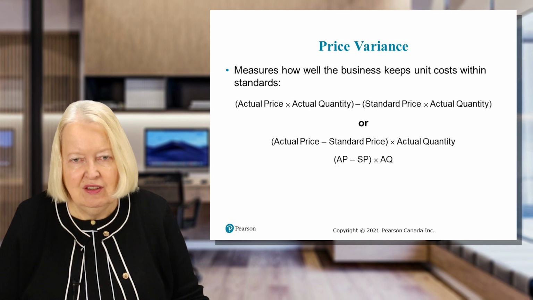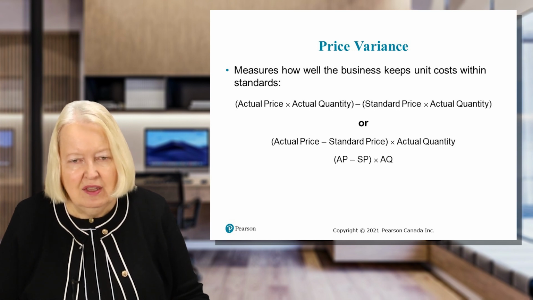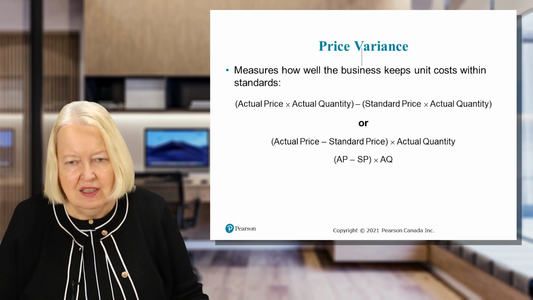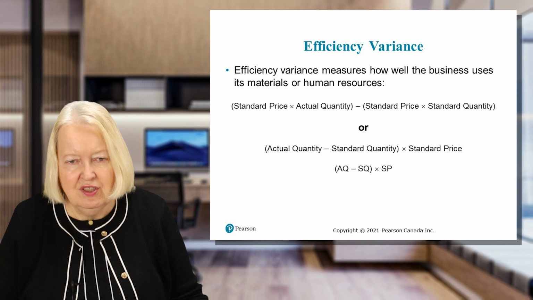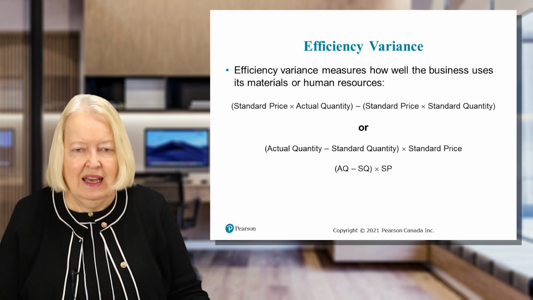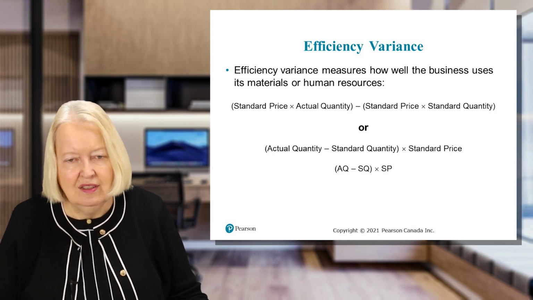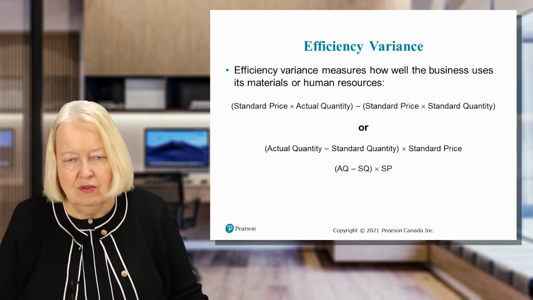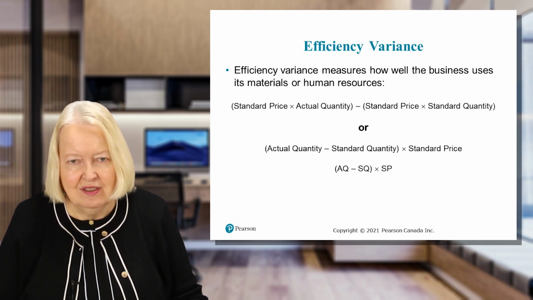When you calculate your price variance, the easiest way to do this is the second option here, where it shows actual price less standard price times your actual quantity. So that's your price variance. And then efficiency variance, what was your actual quantity that you used, subtract from that the standard quantity, what you would have expected to use, times your standard price. So those are two formulas you will definitely need to remember in order to do this type of variance analysis.